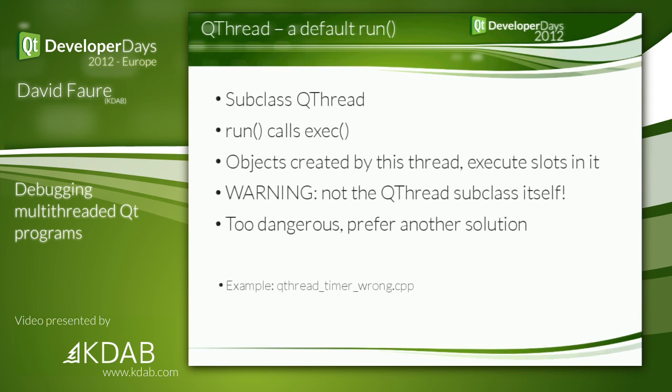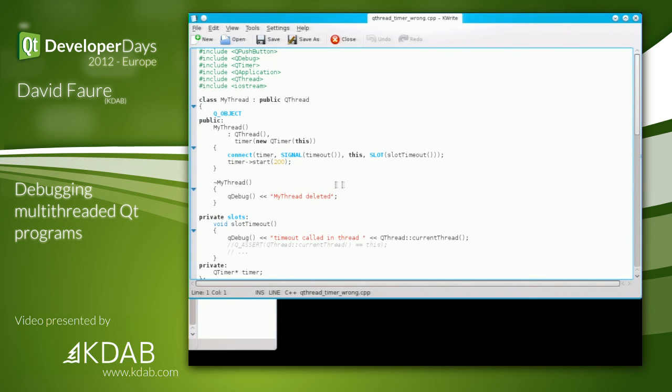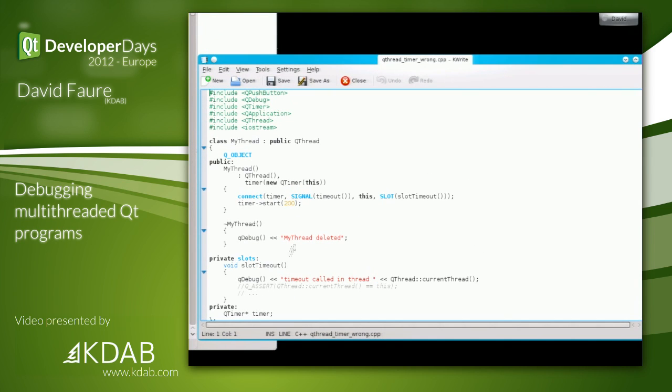Let's open this file here. It should come up on one of the screens. Yep, it's behind this. So we have this class which derives from QThread, and let's say we want this thread to wake up every 200 milliseconds and do some work. So we create a timer in the thread. We create the timer here, we connect to it, we call start, and in the slot connected to that timer, we expect to do some work in the thread.